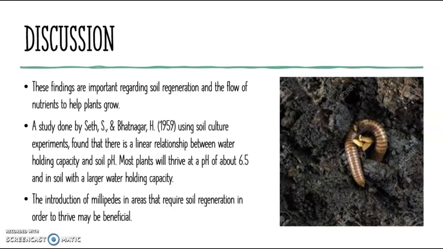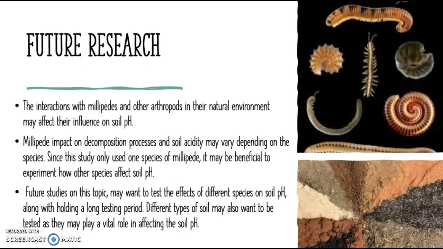A study done by Seth and Bhatnagar using soil culture experiments found that there is a linear relationship between water holding capacity and soil pH. Most plants will thrive at a pH of about 6.5, and in soil with a larger holding capacity. Millipedes have the potential to help soil reach those levels and to help plants thrive. The introduction of millipedes in areas that require soil regeneration in order to thrive may be beneficial.